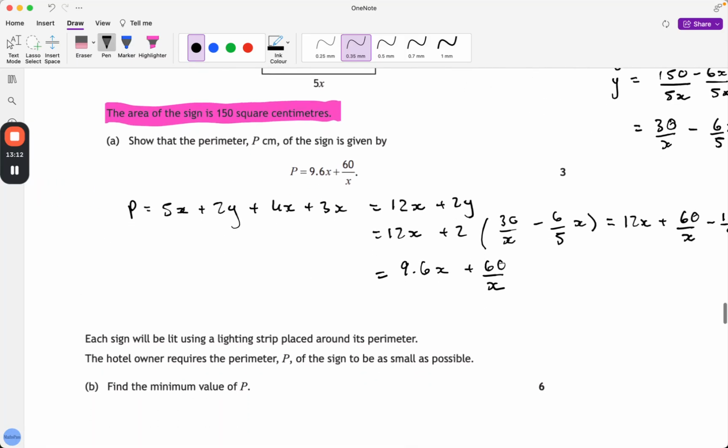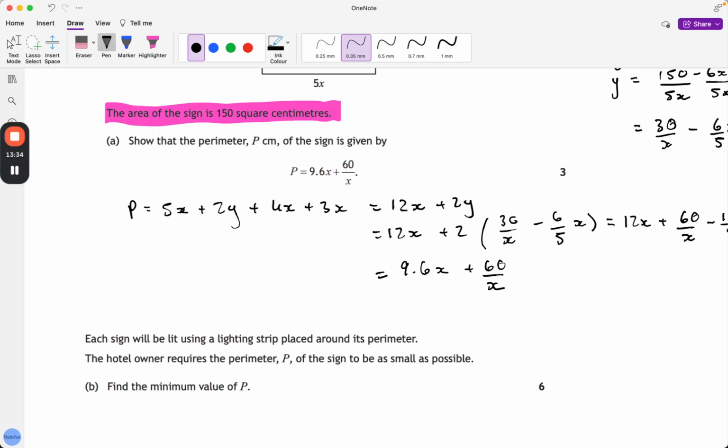For part B, we have been told that each sign will be lit using a lighting strip placed around its perimeter, and the hotel owner requires the perimeter of the sign to be as small as possible. He doesn't want to spend too much money on it, so we want it to be as small as possible. So based on that, we want to find the minimum value of P.